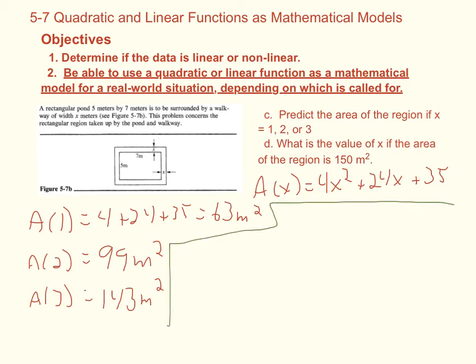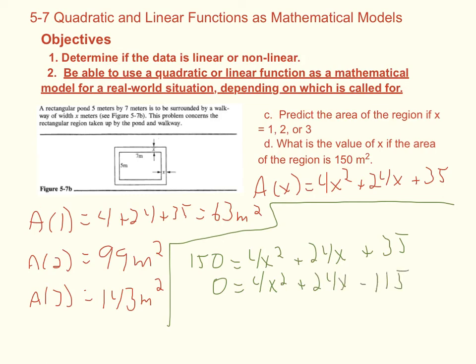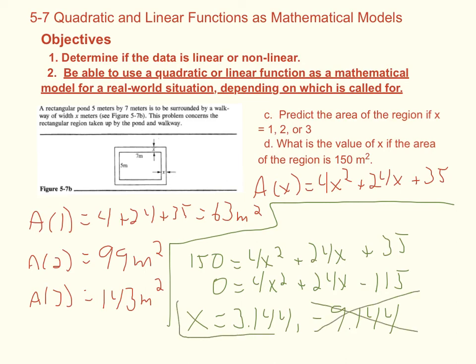For part D, what is the value of x if the area of the region is 150 meters squared? Well, 150 equals 4x squared plus 24x plus 35. We have to set this equal to 0, right? So 0 equals 4x squared plus 24x minus 115. We plug that into the quadratic formula, and we get x equals 3.144 or negative 9.144, but we're dealing with mathematical models in the real world, so the only valid answer for x is 3.144.